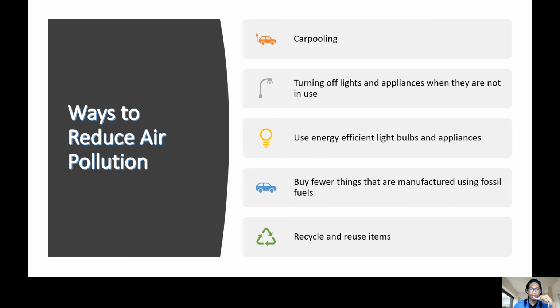The first thing is we can carpool whenever we go to any destination. Then we can turn off the lights and appliances when they are not in use. Next, we can use energy efficient light bulbs and appliances. Fourth, we can buy fewer things that are manufactured using fossil fuels. And finally, we can always recycle and reuse items.